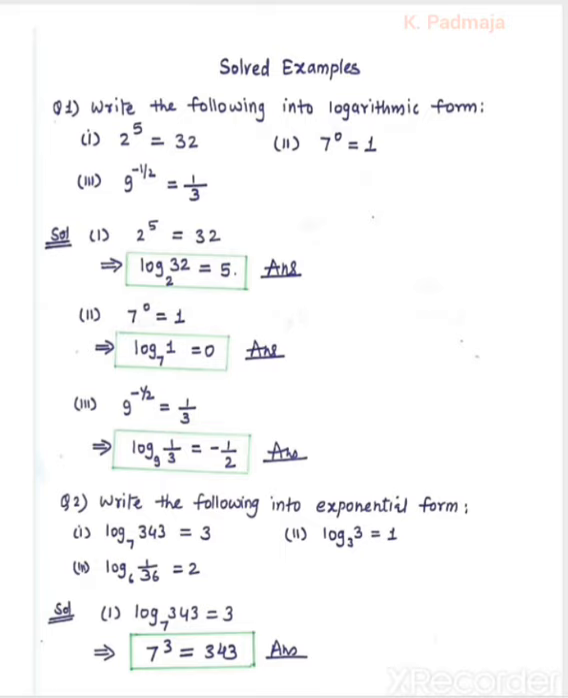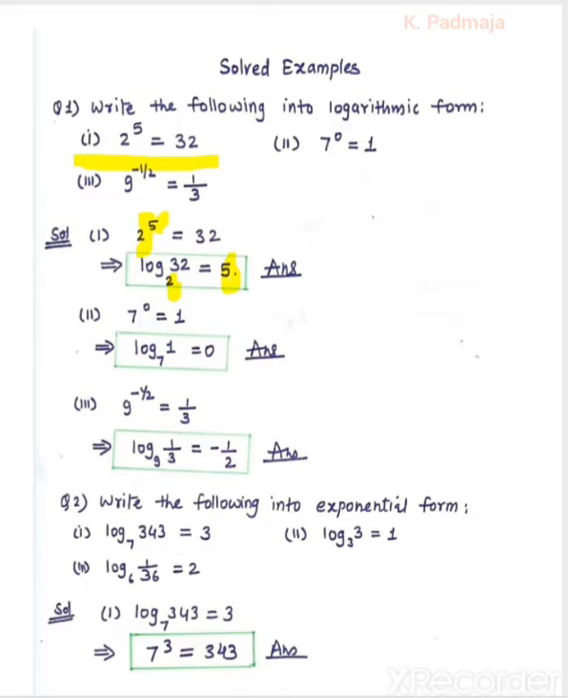Here are some solved examples for better understanding of this concept. Write the following into logarithmic form: 2 raised to 5 equals 32. This is the power form or exponential form. We have to convert this into logarithmic form. So just write log 32, and this base will go in the subscript of log, and this exponent is equal to 5.